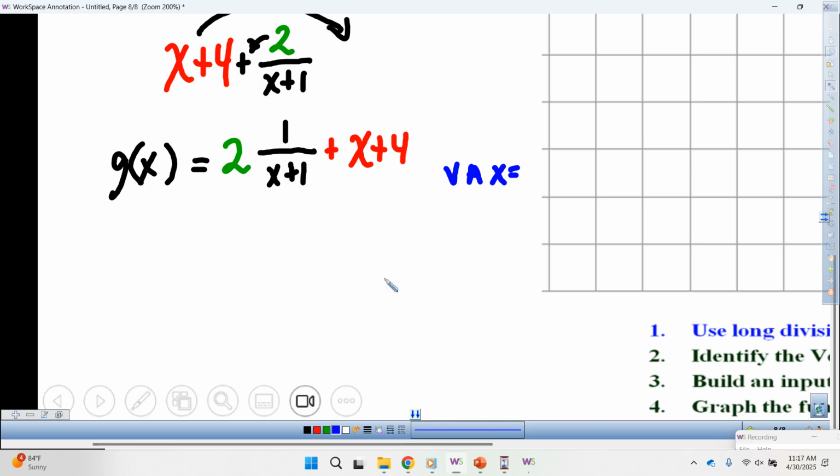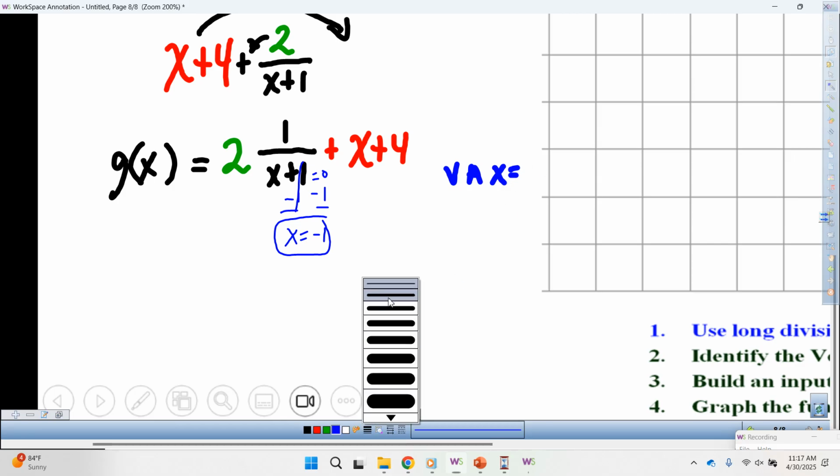All right. Looks like Mario's got this. But I'm going to go with Mr. Q. How do we find that? We'll take the denominator, set it equal to 0, and solve. So, x plus 1 equals 0, x equals negative 1. So my VA is negative 1.